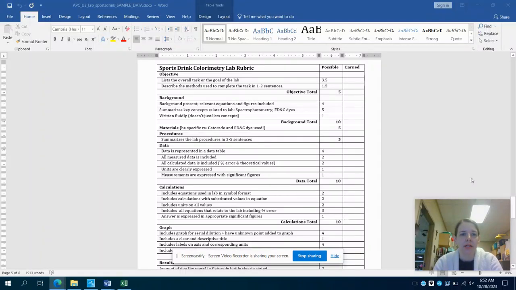Today we are looking at the sports strength lab write-up. You guys are doing this as a group together. And I'd like to walk through the rubric with you and also some specifics about how I would like your graph to be formatted to include both the serial dilution and your Gatorade sample data point.